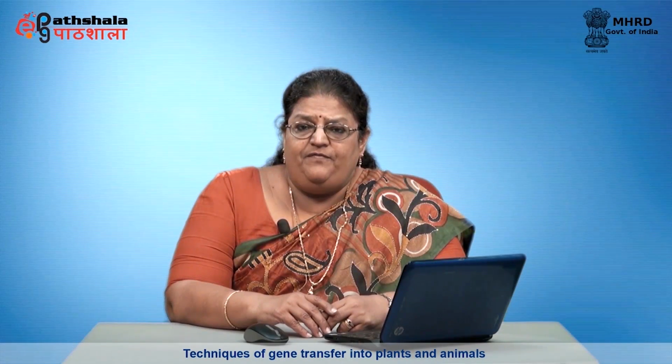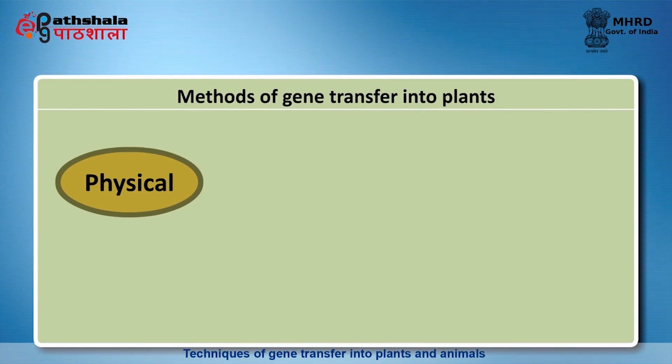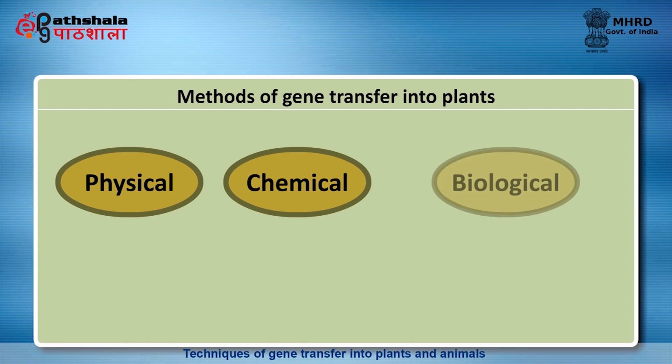Now, let us move on to the methods of transferring genes into plants. There are several methods of transferring genes into plant cells. Broadly, they fall into three categories, namely physical methods, chemical methods and biological methods.